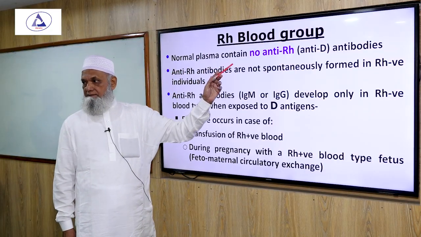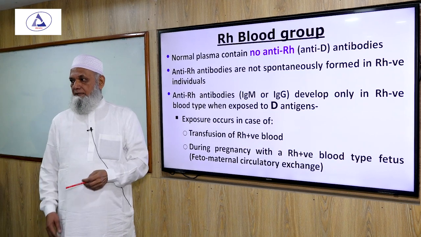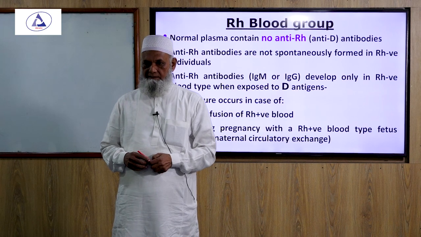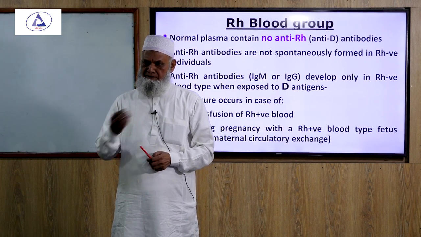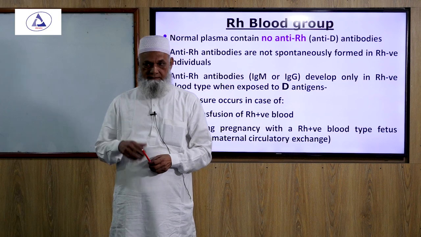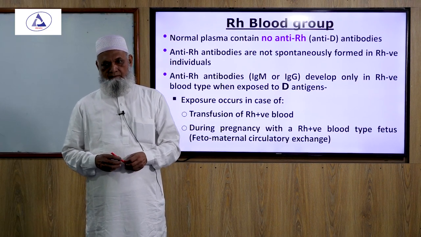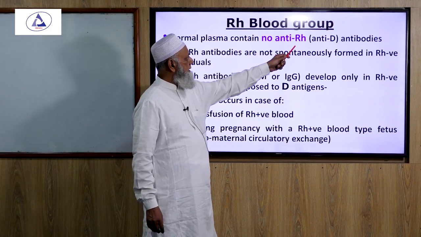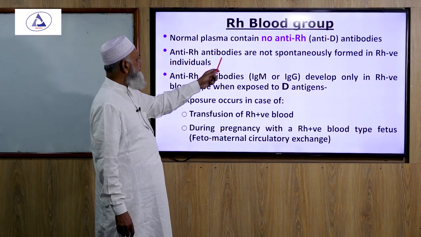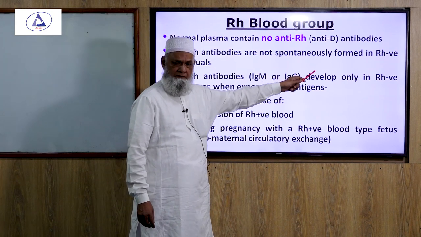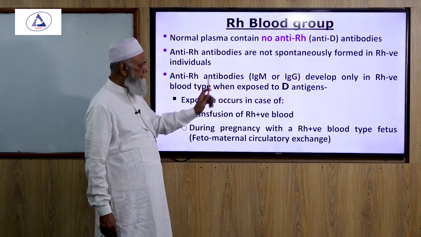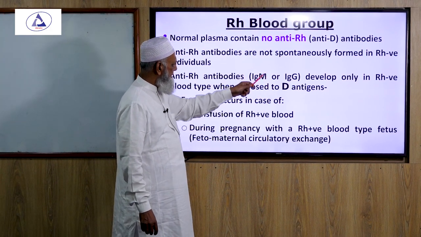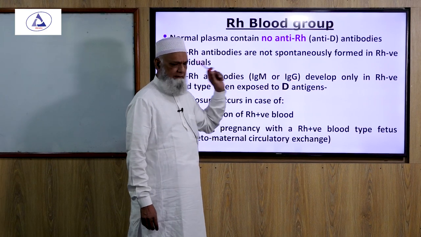This is important. Normal blood contains no anti-Rh antibodies. This is not a naturally occurring antibody; it is an immune antibody. This is why normal plasma contains no anti-Rh antibodies. Anti-Rh antibodies are not spontaneously formed in an Rh negative individual. Anti-Rh antibody is IgM or IgG: IgM occurs in the primary response, IgG occurs in the secondary response.